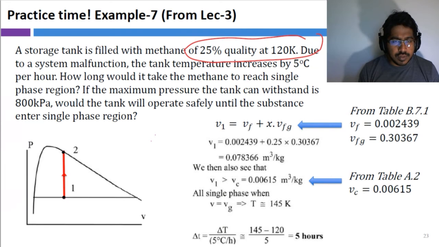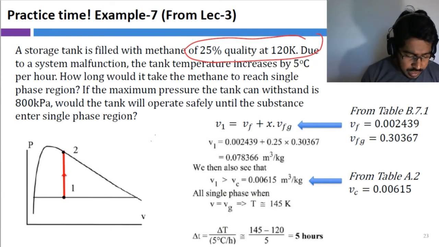How long would it take the methane to reach the single phase region? After increasing the temperature, it can reach single phase, and we are asked how long that would take. And if the maximum pressure the tank can withstand is 800 kilopascals, would the tank operate safely until the substance enters the single phase region? A lot of questions at the same time, but we'll take things slowly, right?